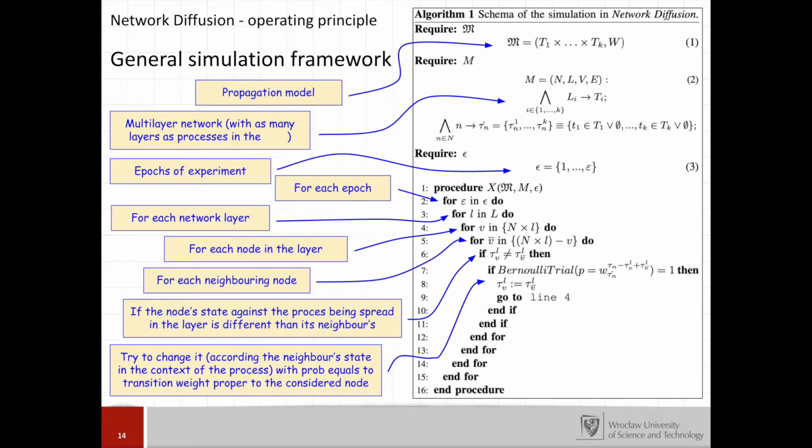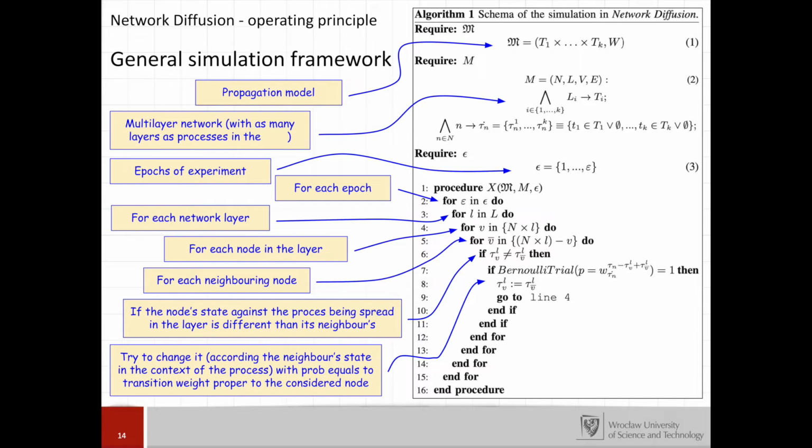These concepts allow us to assume that there is one process running in a given layer of the network. This means that the network should have as many layers as there are processes simulated. As a result, with the multilayer structure, each node will be described in the context of each of the defined processes. Continuing this line of reasoning, one can arrive at the general simulation algorithm.